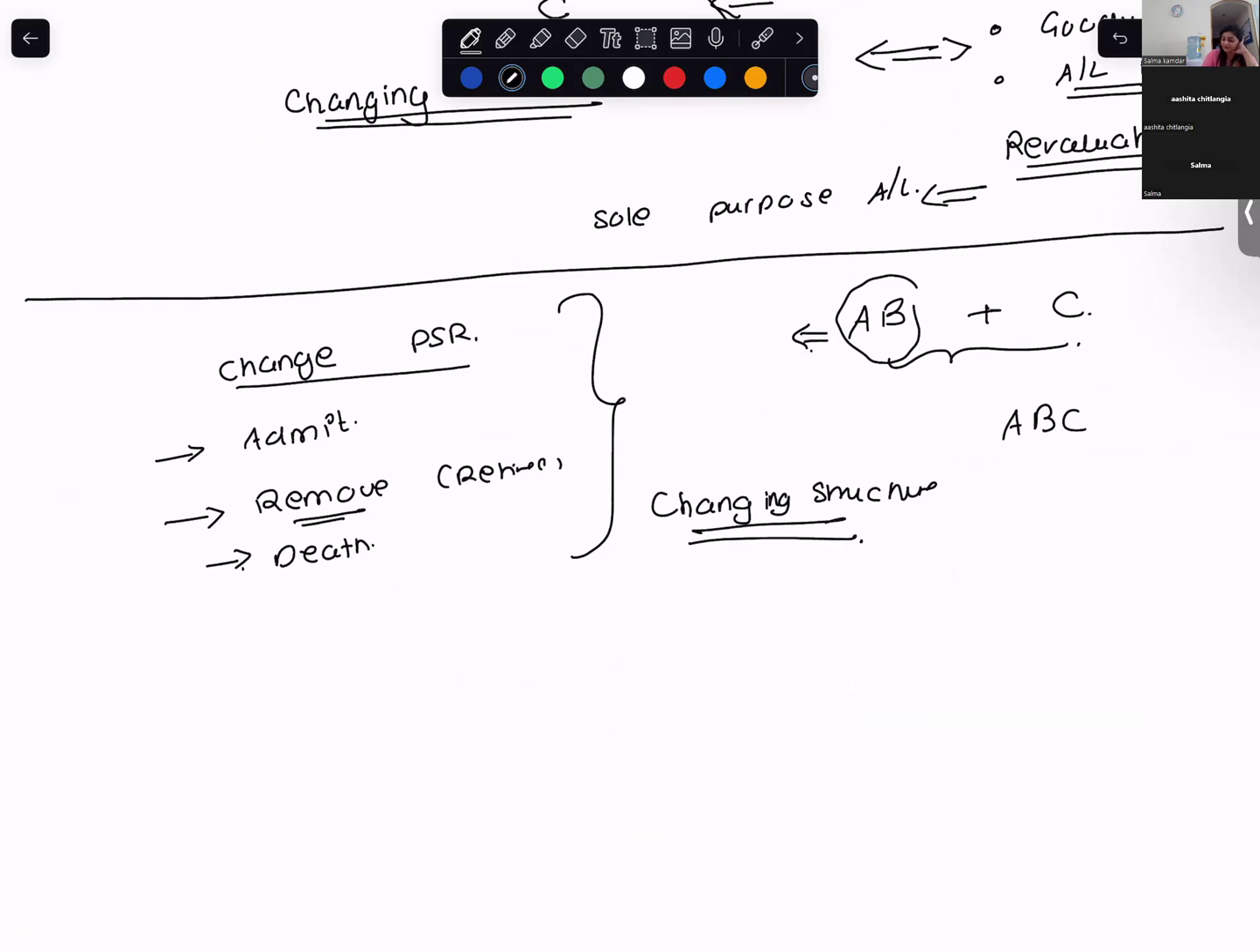What will you do? Make a revaluation account. Whenever you are changing the structure of the business, two things will definitely happen. What are the two things? Revaluation of assets and liabilities, and goodwill adjustment. The first thing that will happen is revaluation of assets and liabilities, and the second thing is goodwill adjustment.